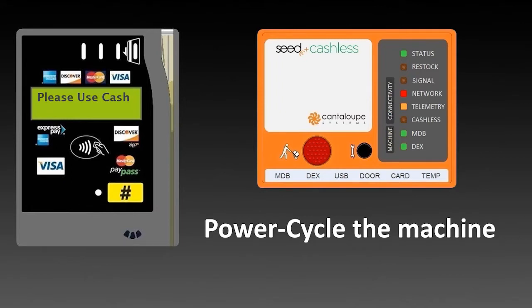When you power the machine back up and the signal light does not illuminate, that means that there is no communication with the cellular network. In this case, power cycle the machine a couple more times. If the issue persists, you will need to swap the Greenlite device.